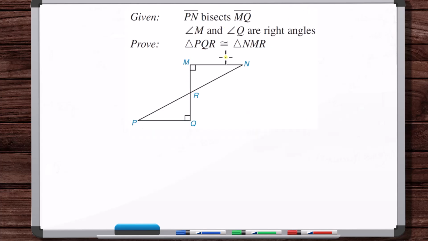Okay, PN bisects MQ. That means that these two sides are congruent. Angle M and angle Q are right angles. They have that shown. So now show that triangle PQR is congruent to triangle NMR. Well, we can see that these two angles are congruent. Now with that, we've got angle, side, angle criteria we can use to show that triangle PQR is congruent to triangle NMR.